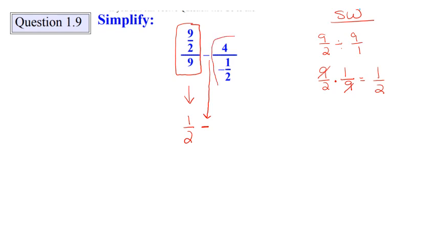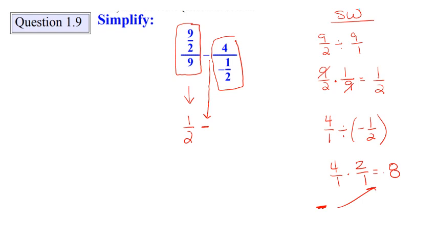And then I got this box now I have to deal with. So off to the side, I'm going to write 4 over 1 divided by negative 1/2. I know my final answer is going to be negative, so I'm going to put a negative sign here so I can ignore the sign. So 4 over 1 times 2 over 1, which is 8. And then don't forget the negative sign, negative 8. So this becomes negative 8. So now I have 1/2 plus 8.